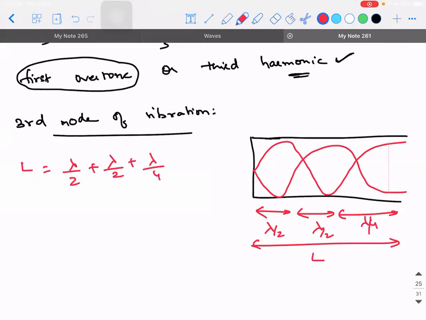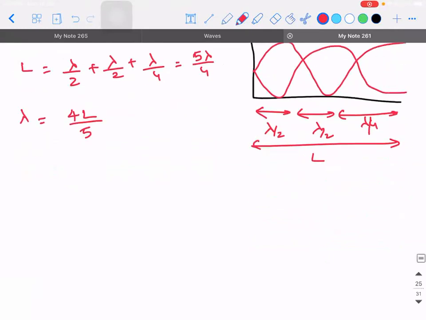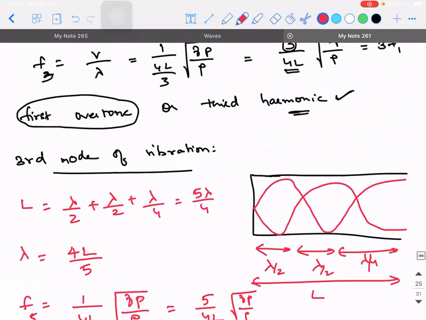Lambda by 2 plus lambda by 2 plus lambda by 4. How much is that? Lambda plus lambda by 4 is 5 times lambda by 4. So lambda in this case will be 4 times L divided by 5. So what will be the frequency? 1 divided by 4L by 5 into root of gamma P divided by rho. That will be 5 by 4L into root of gamma P by rho. Can I call this F5? Now you tell me what will be the name of this by taking this into consideration.